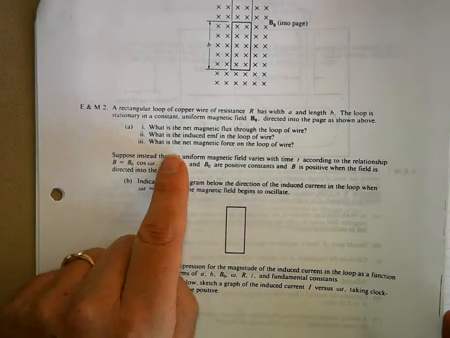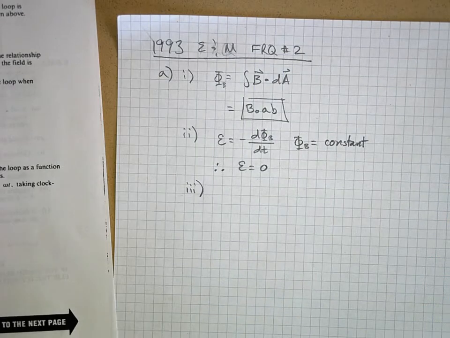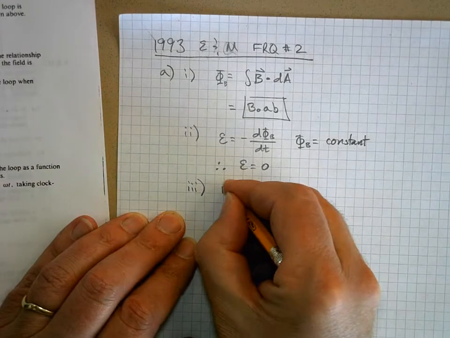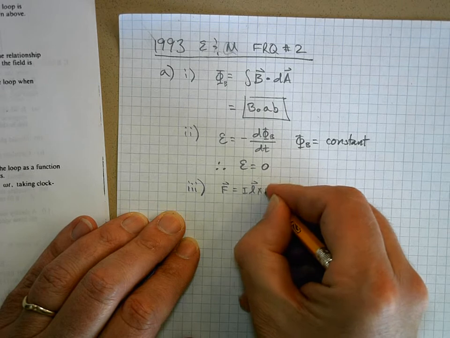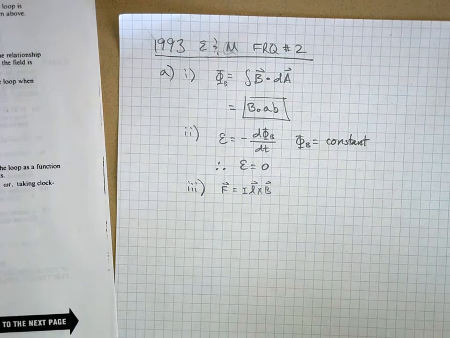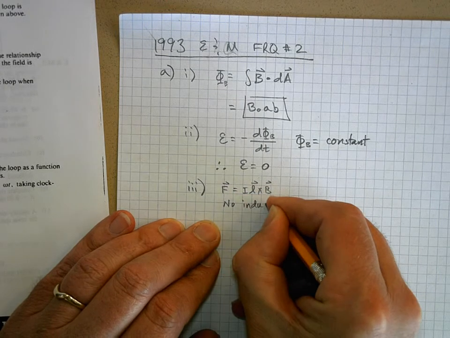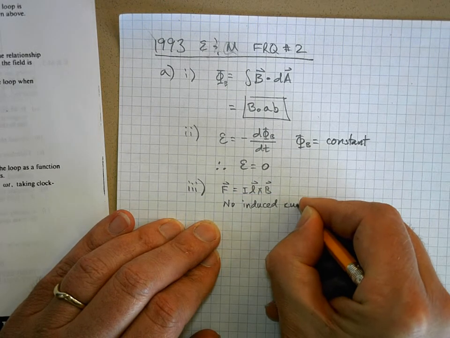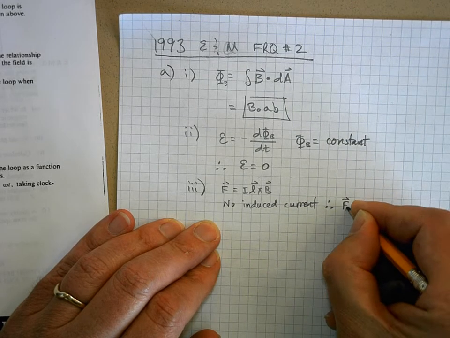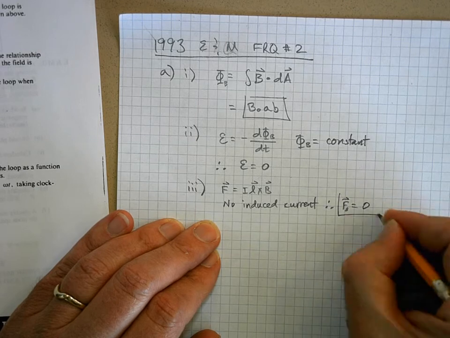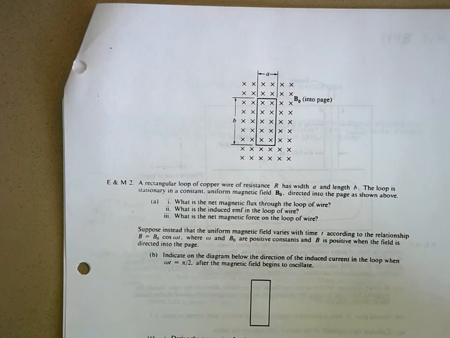And it says, what is the net magnetic force on the loop of the wire? Well, for the magnetic force, you have F equals I L cross B. I don't know if I would even do this. You didn't really have to do this. But there's no induced current. No induced current. Therefore, F equals F sub B, I guess we'll call it, equals 0. So in other words, there's nothing going on here in part A. Nothing interesting anyway.